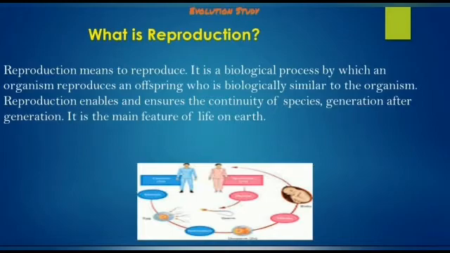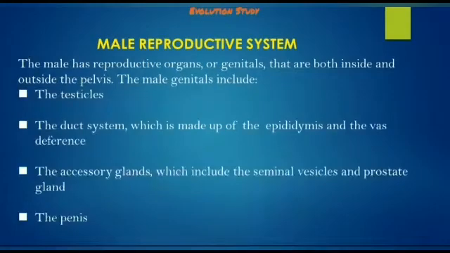Every living being on this earth reproduces. Here is a picture of reproduction given below. Now we will be talking about the male reproductive system. The male has reproductive organs or genitals that are both inside and outside the pelvis.